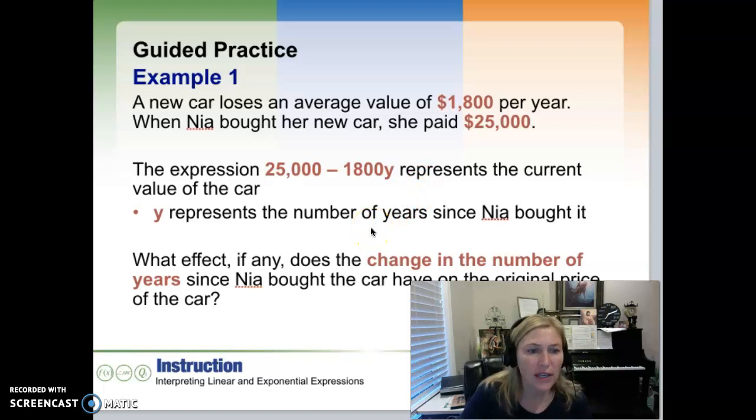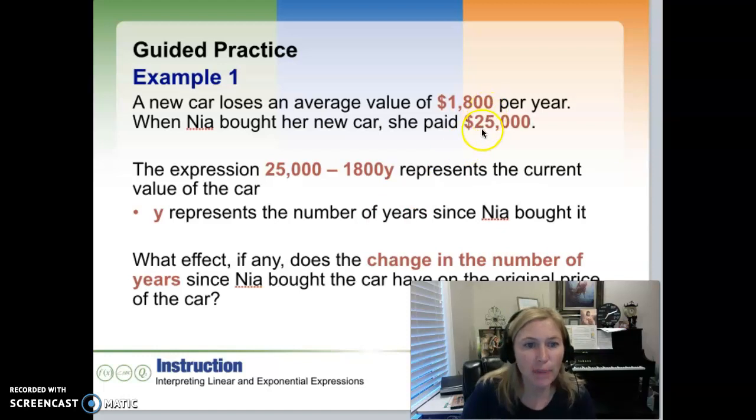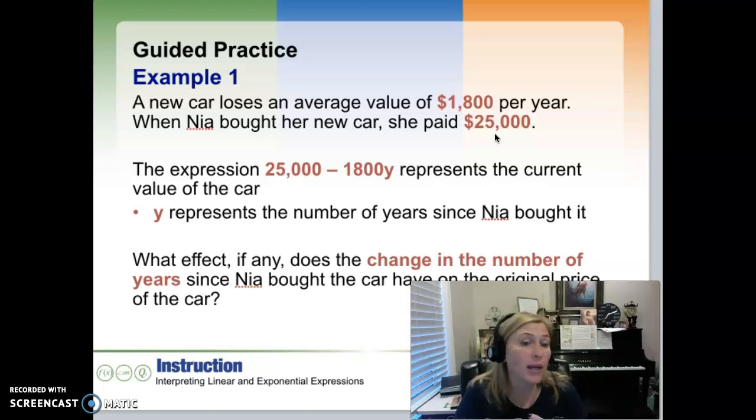So what effect, if any, does changing the number of years since Naya bought the car have on the original price? If she's had the car for 10 years, did it change? Does that mean she paid $1,000 for the car? Think about it. How much did she pay when she bought the car? That was a constant, right? That's a constant value. So when you see something and you recognize that it doesn't change, it can't change, that's how much it is, then that always goes in just as a number, okay?